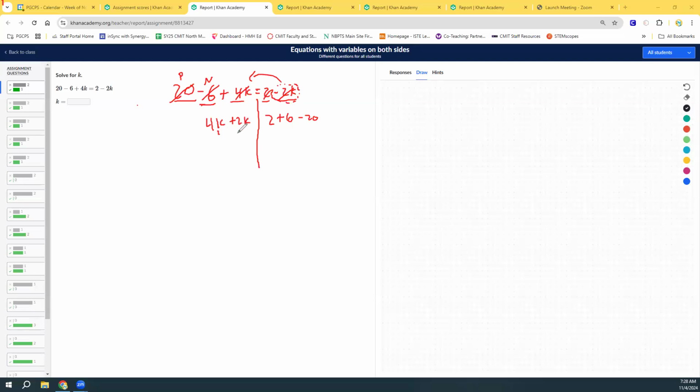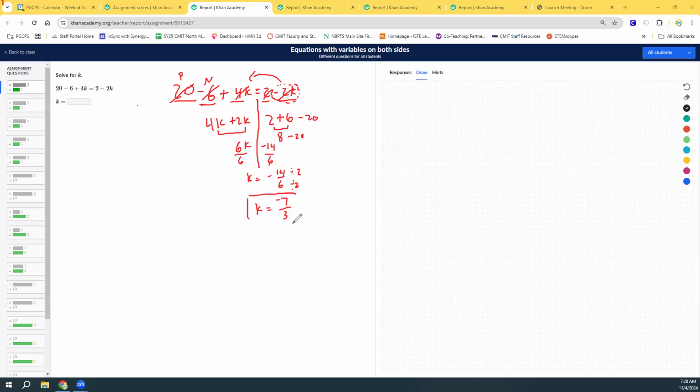I'm gonna combine like terms. So that is gonna be 6K. And 2 plus 6 is 8. And then 8 minus 20 is, okay, 20 minus 8 is 12, negative 14. And so now I just divide both sides by 6. And I get K equals negative 14 over 6. I can divide both the top and the bottom by 2 to get negative 7 over 3.